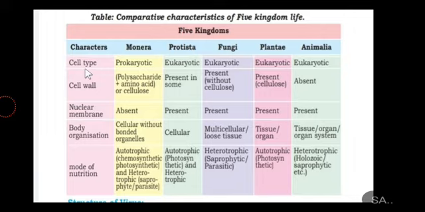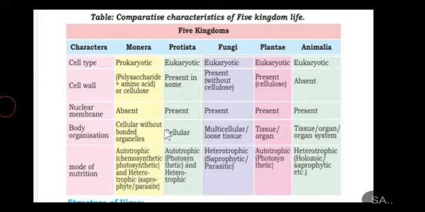So characters are here. The cell type is prokaryotic in case of Monera, and its cell wall is made up of polysaccharide and amino acids, so peptidoglycan. Nuclear membrane is absent, body organization is cellular without bounded organelles. Mode of nutrition is autotrophic. Chemosynthesis and photosynthesis is there in case of bacteria, and heterotrophic, as for example saprophytic mode of nutrition is available, parasitic mode of nutrition is available for the bacteria.